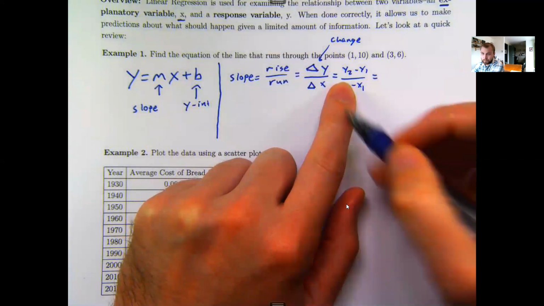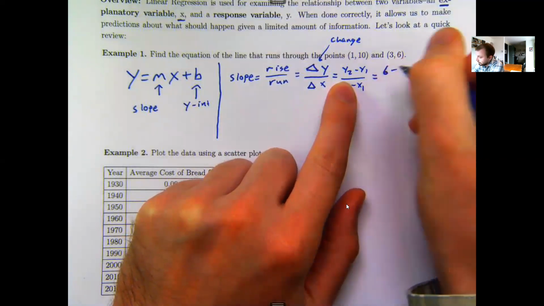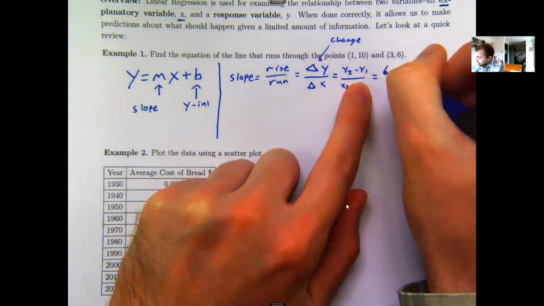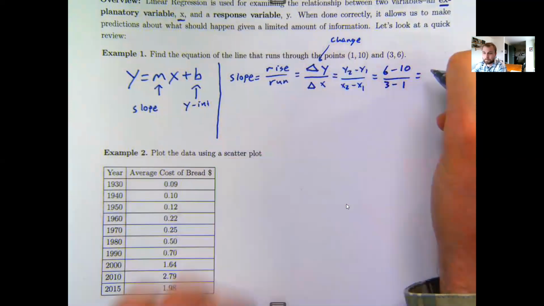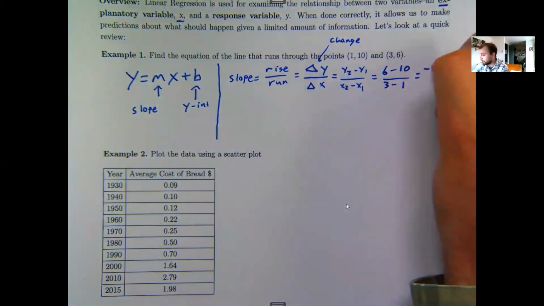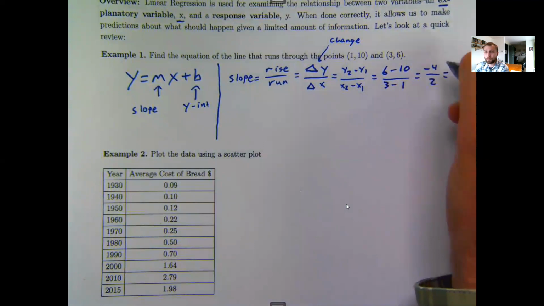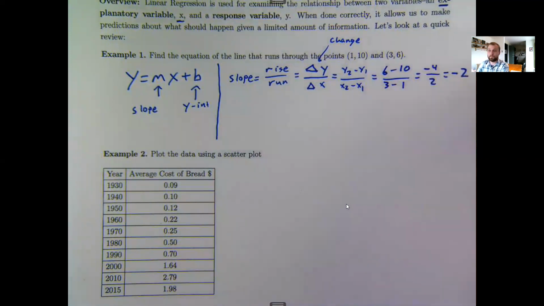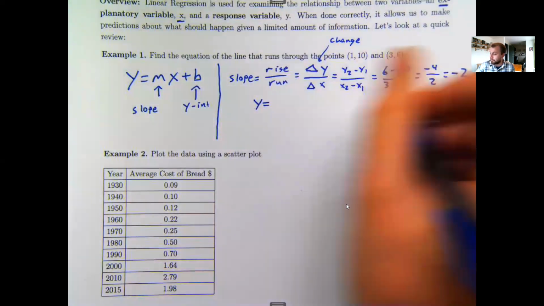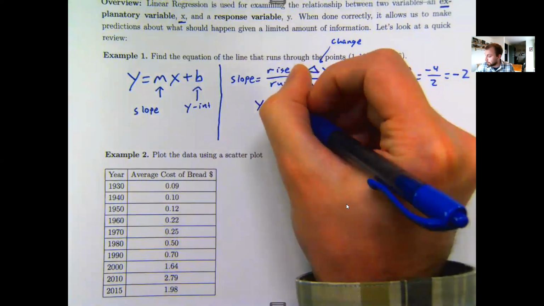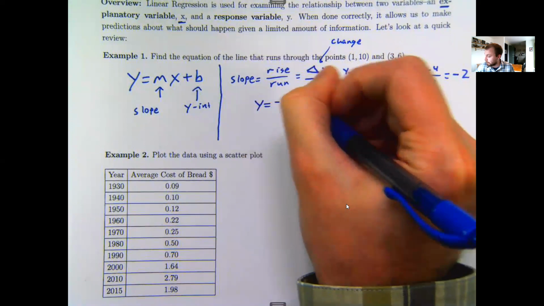This is my second y value in the list, so I have 6, minus my first y value in the list, which is 10. My second x value is 3. My first x value is 1. I get 6 minus 10, or negative 4. I have 3 minus 1 is 2. Negative 4 divided by 2 will be a negative 2. I'm going to update the equation of my line here by plugging in this negative 2 for my slope, my m. So I have y equals negative 2x plus b.